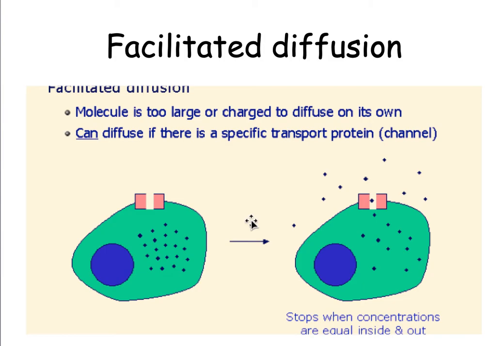So facilitated diffusion is for molecules that are too large or charged to diffuse on their own, and can diffuse if there is a specific transport protein channel. So these are the two conditions. Facilitated diffusion is for large molecules that cannot diffuse by themselves, and it requires the use of a channel. You can see the molecule has to pass through the channel.